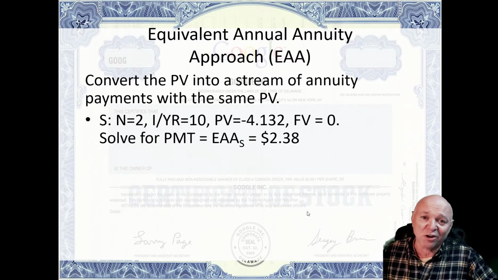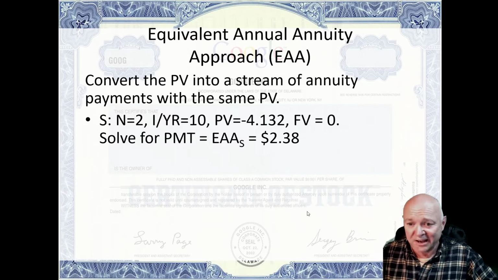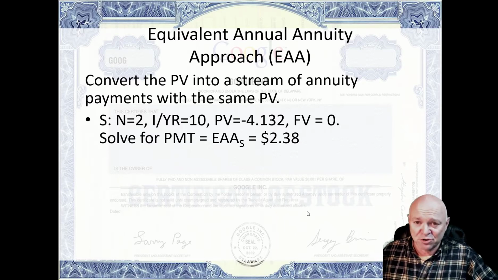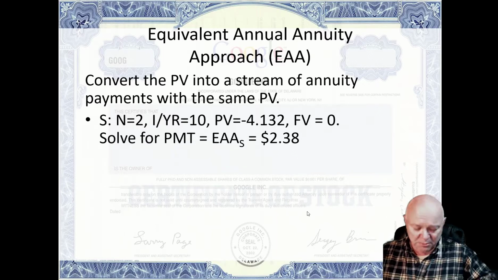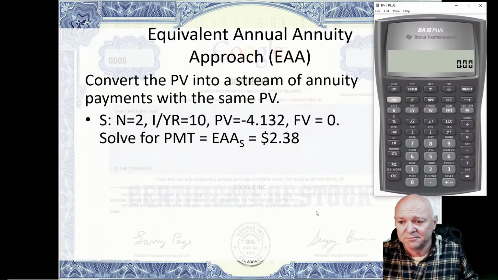For the S project, the all-electric project, N is equal to 2. Our cost of capital is still 10. We put in our present value as minus 4132 into the calculator. The future value equal to 0, and solve for payment. In fact, we can take a look at that with our calculator.